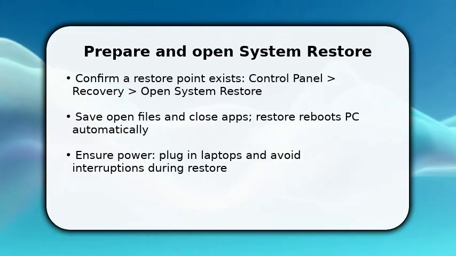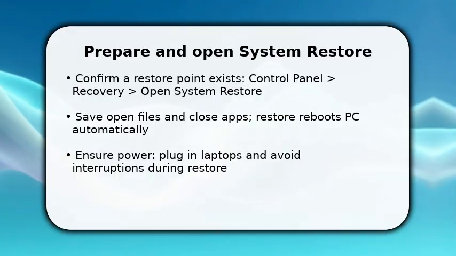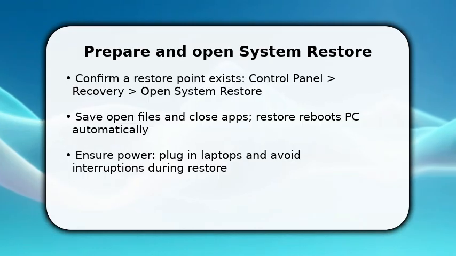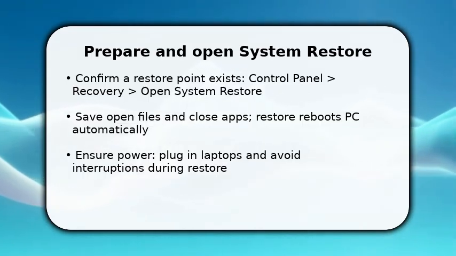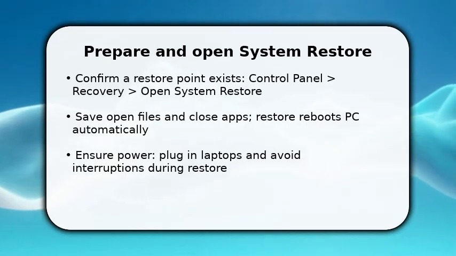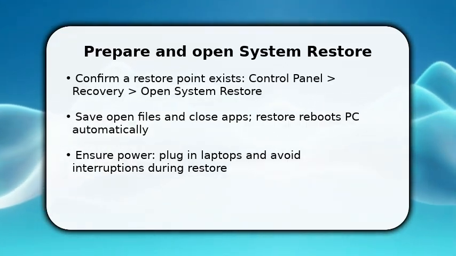You'll start by verifying there's a restore point ready. Open Control Panel, type Recovery, then choose Open System Restore. Once done, save any work because the process reboots Windows. Make sure to plug a laptop into power and disconnect external drives you don't need. This minimizes failure risks and speeds the operation. You're now ready to pick a restore point and begin.